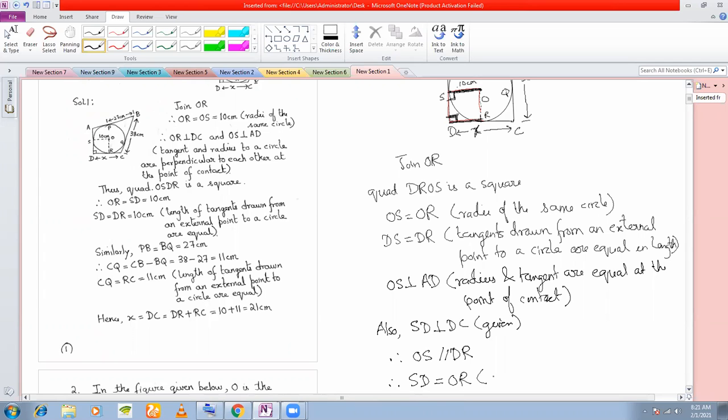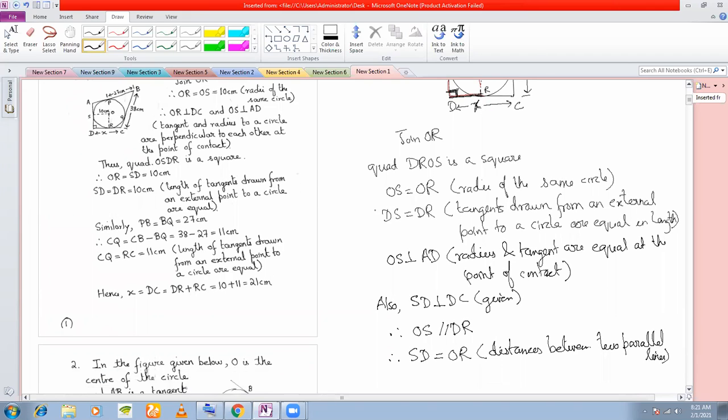because of the distances between two parallel lines. That's it. I have not written all this, neither is it necessary for you to write all this. Right? Quadrilateral DROS is a square because of the following reasons.